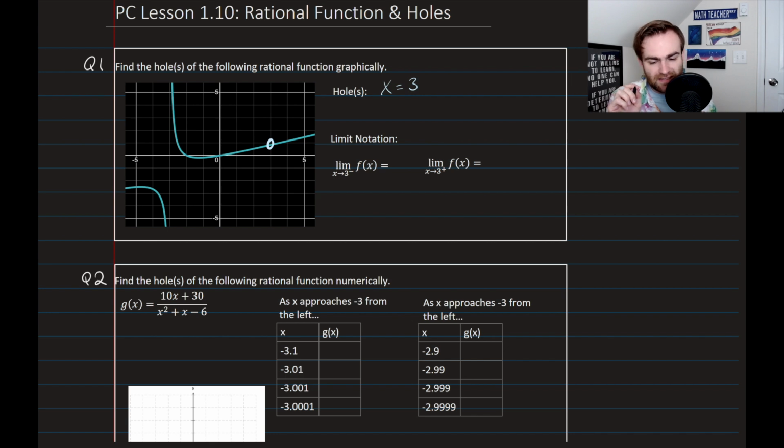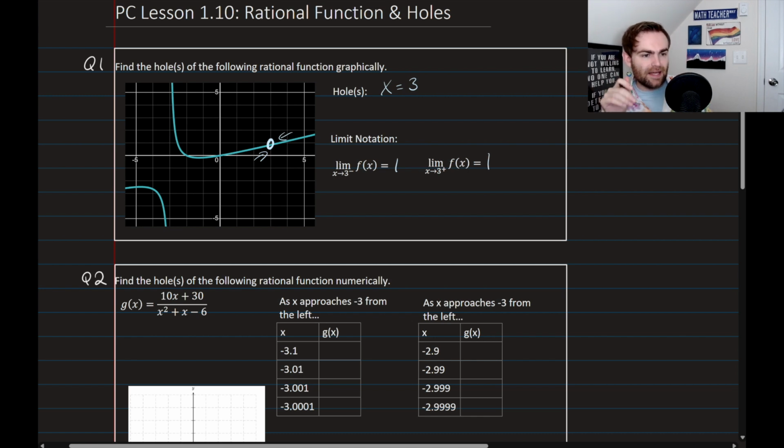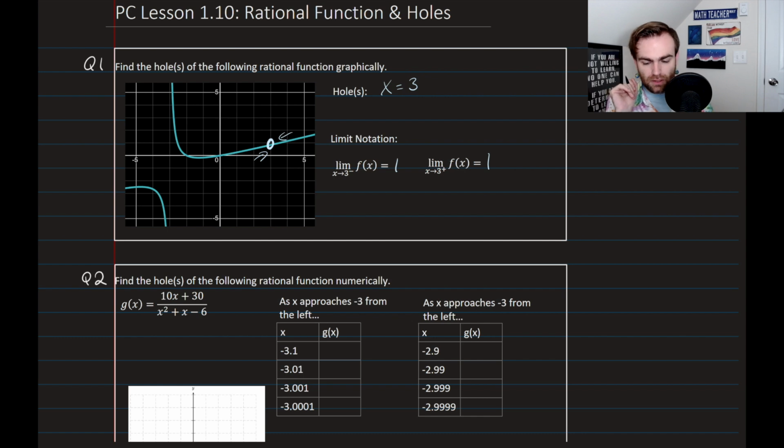My graph is not quite as accurate as I originally thought it was. For some reason, it is not getting close to the value I wanted it to, but it should be getting closer and closer to 1 from the left and 1 from the right. So you'll notice that for holes, our limit notations are going towards the same places when we use this one-sided limit notation.